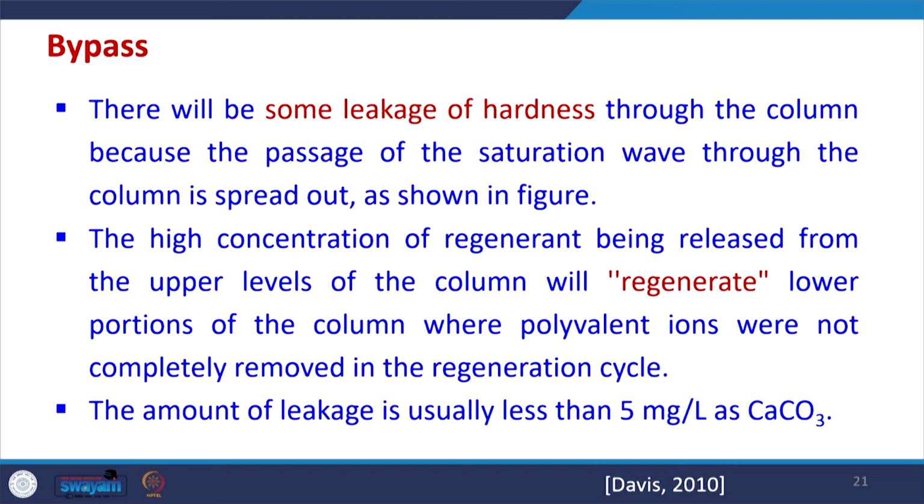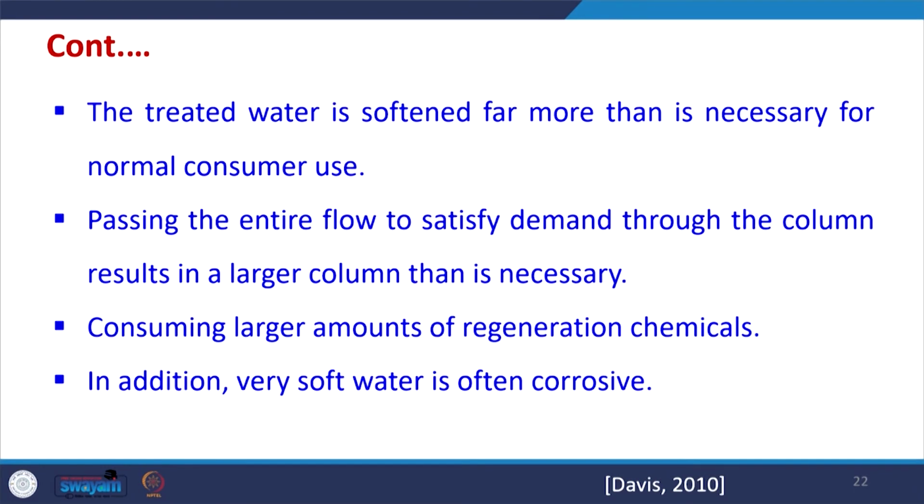Then there is also a bypass scheme. In the bypass scheme there will be some leakage of hardness through the column because of the passage of the saturation wave through the column when it is spread out. High concentration of regenerant being released from the upper levels of the column will regenerate the lower portion of the column where polyvalent ions were not completely removed. The amount of leakage may be less than 5 milligram per liter of calcium carbonate.